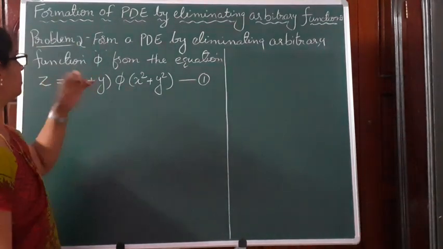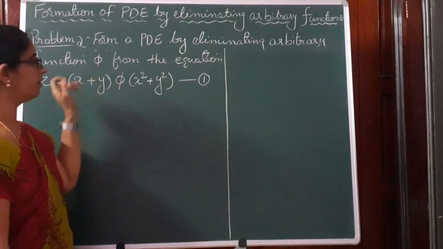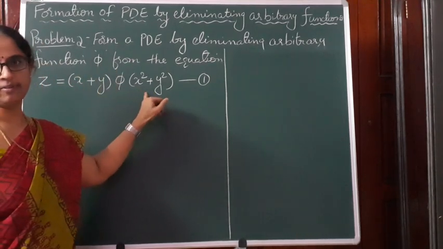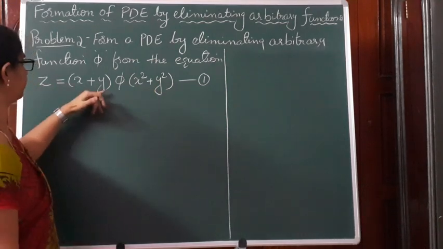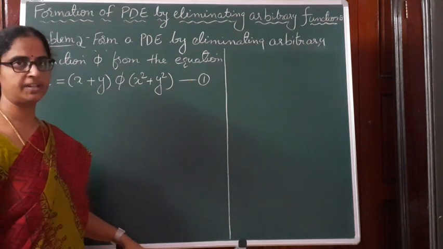Now we see another problem. Form a partial differential equation by eliminating the arbitrary function phi from the equation z equals x plus y into phi of x square plus y square. This is the given equation where phi is an arbitrary function. Let us call this equation 1.